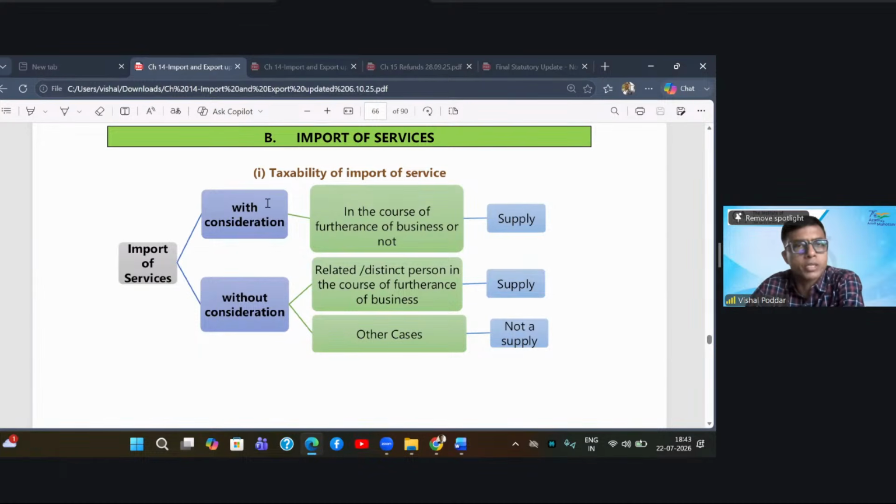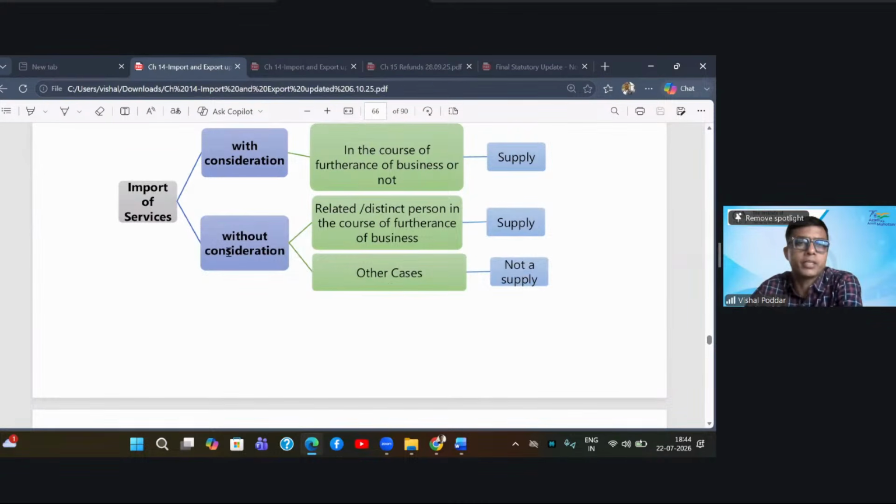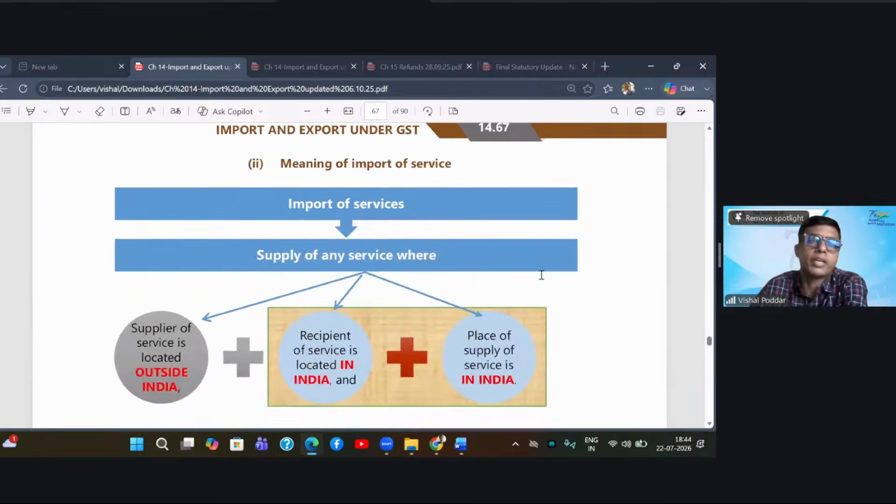Now, two possibilities: you are importing service for consideration or without consideration. When you are importing service for a consideration in the course or furtherance of business, it will be treated as a supply. In case of without consideration also, where it is imported from a related person or your distinct person sitting outside India, and in the course or furtherance of business, it will be a supply. In other cases, that is where it is imported without consideration, in other words free, and from a person who is not your related person, then we will not tax it. It will not be treated as a supply.